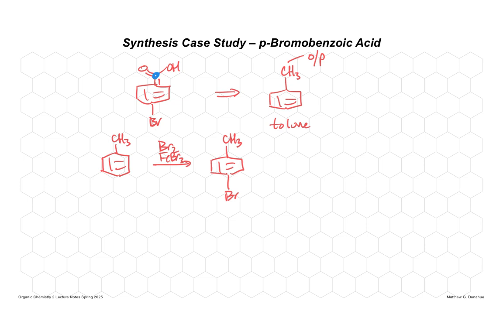The difference now is that oxidation state of that carbon is 0. We have to get it to oxidation state 3. So we're going to do a benzylic oxidation with the sodium dichromate, and that will get us up to oxidation state 3. That's the benzoic acid.